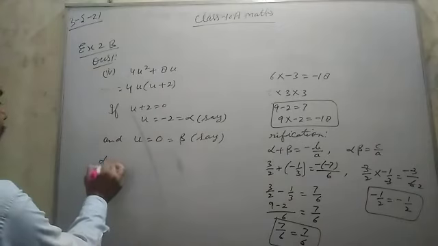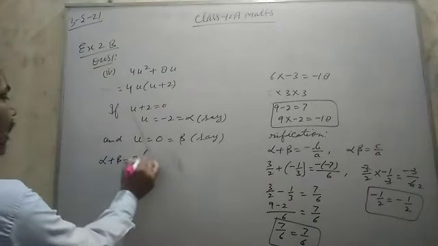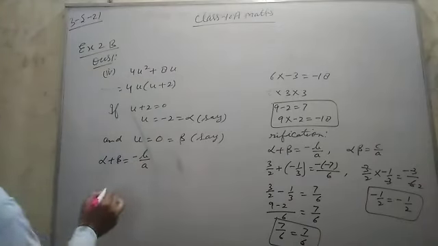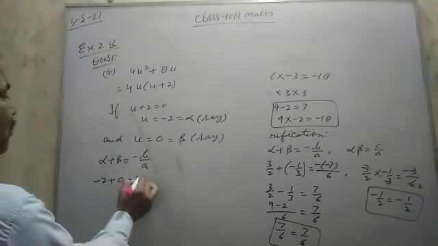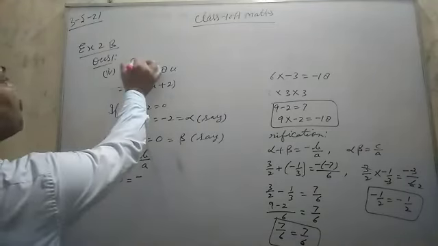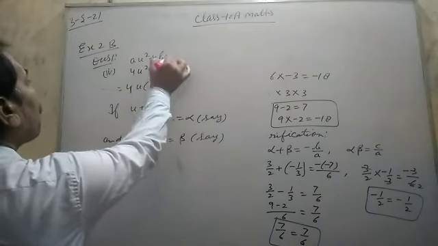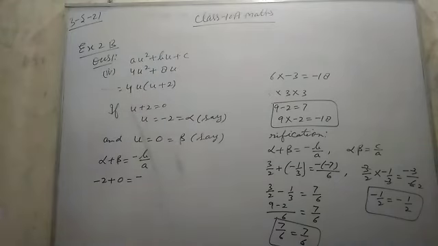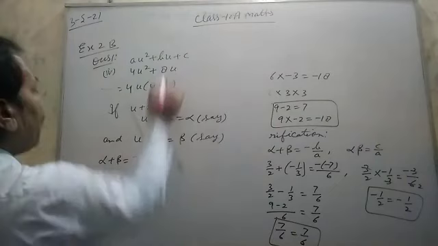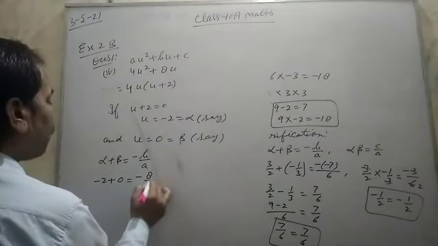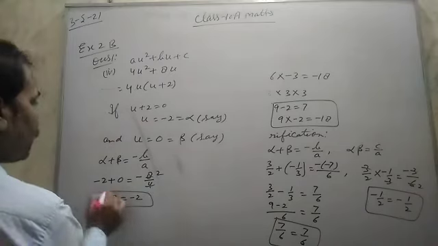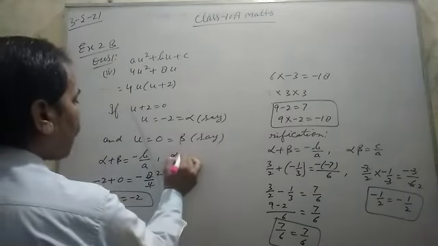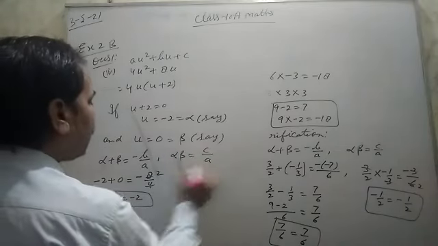Then apply formula for relationship alpha plus beta is equal to minus b upon a, that is minus 2 plus beta 0. So minus b, compare this by this au square plus bu plus c. So b is 8 and a is 4. So minus 2 is equal to minus 2. Okay. Then alpha beta, that is c by a.